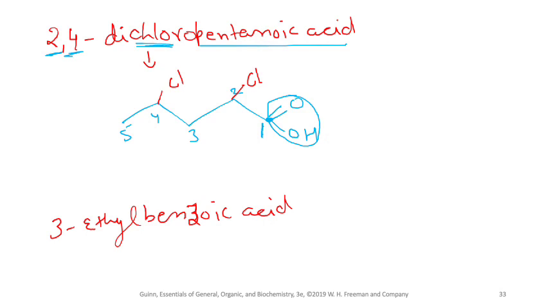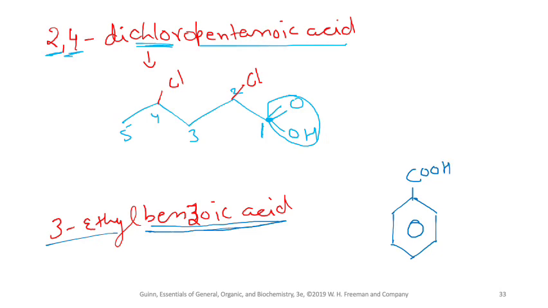Let's do the second one, 3-ethylbenzoic acid. First you write the parent name, which is benzoic acid. Benzoic or benzenoic acid, same thing, benzene plus carboxylic acid. So benzene, and you have a carboxylic acid, COOH, right? And on the third carbon you have an ethyl group. So this is your first carbon. You have to give the preference to the carbon that has the carboxylic group, 2, 3. On the third carbon you have the ethyl group. So this is your 3-ethylbenzoic acid.